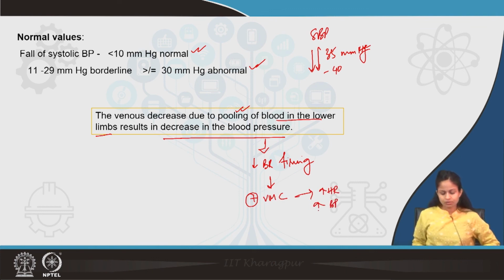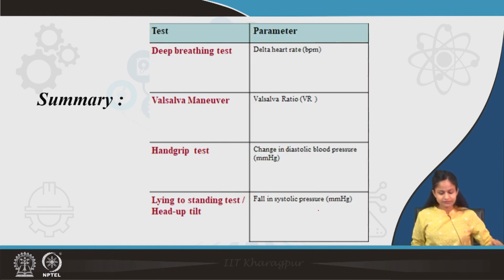Now, another important thing we have to remember is that during the hand grip test, which usually signifies the sympathetic domain, the change in the diastolic blood pressure is not to be tested when the person is suffering from severe hypertension, that means blood pressure more than 180 millimeter of mercury, or is suffering from coronary artery disease. You are not supposed to take this test for that person.